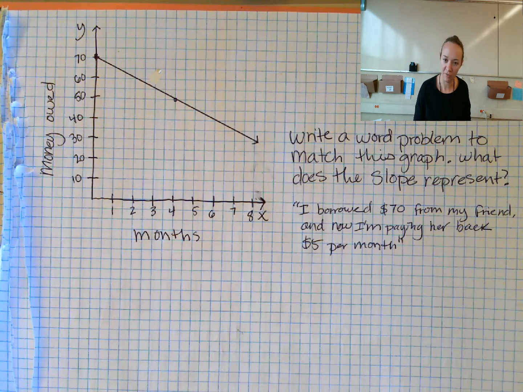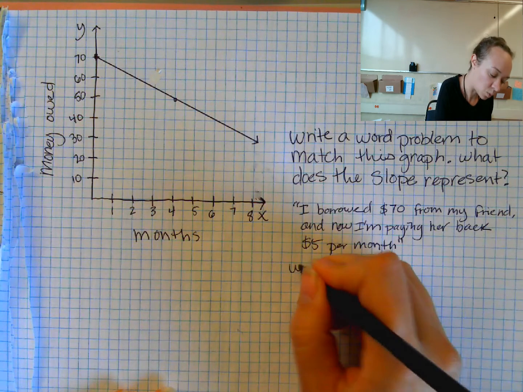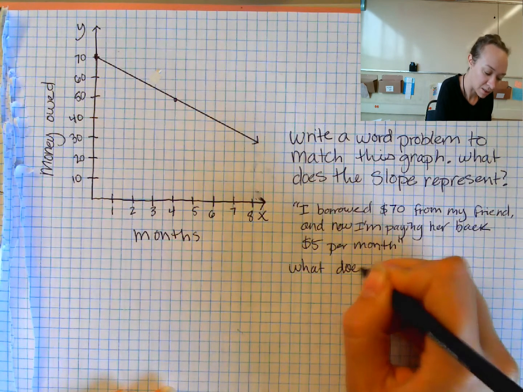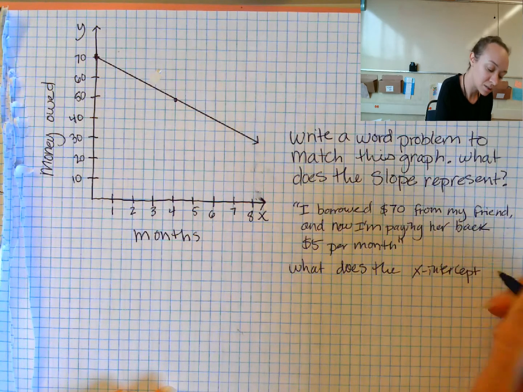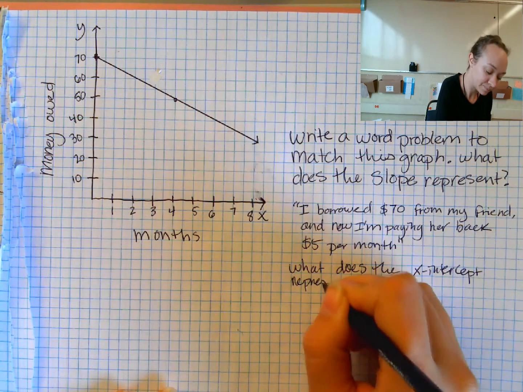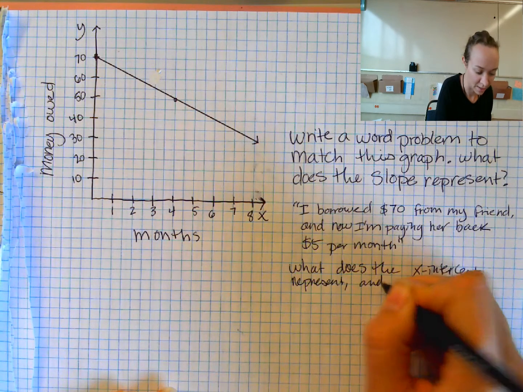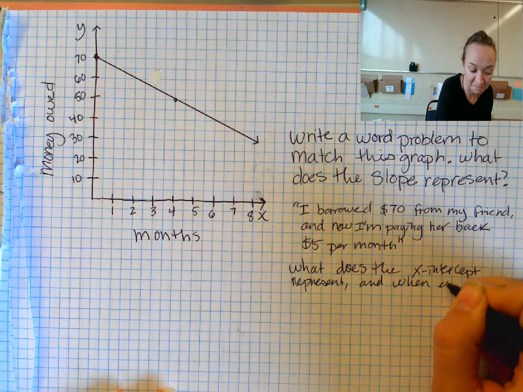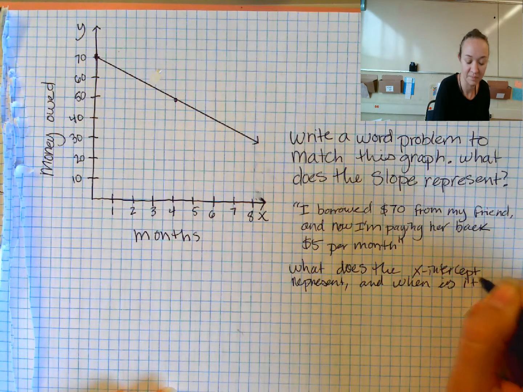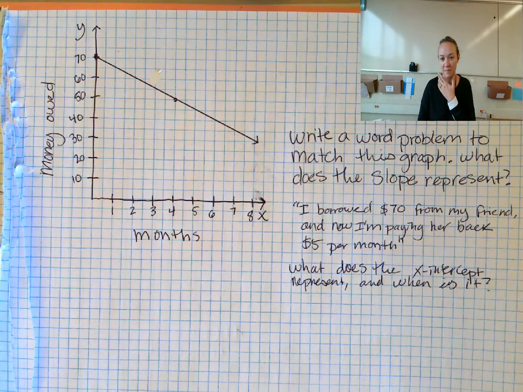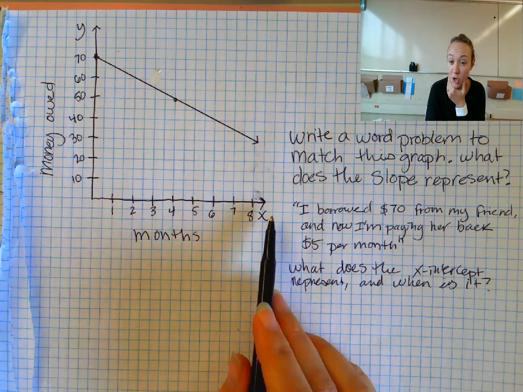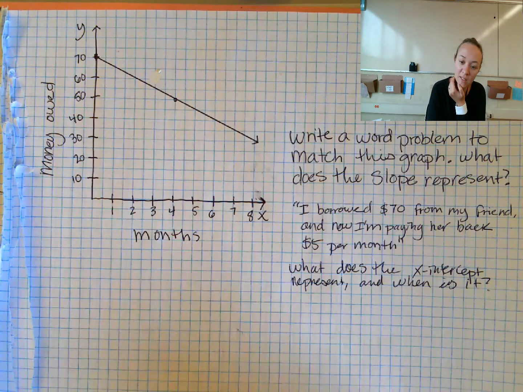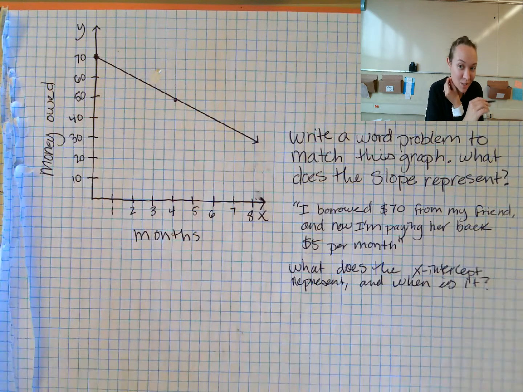Now, questions like this will often ask you something that's not immediately visible on the graph, so they might say, what does the x-intercept represent? And when is it? So in this case, the x-intercept is going to represent when the money's all paid off, right? And to find it, we're going to need to combine some skills from last time.